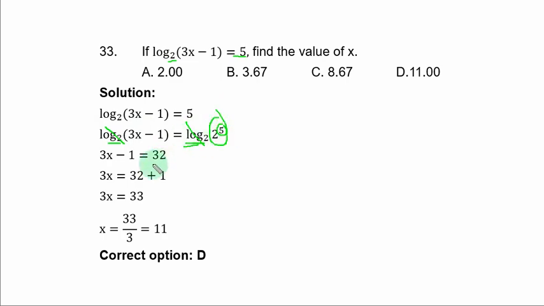and that is 32. You collect like terms and you have 3s equal to 32 plus 1. 3s equal to 33. Divide both sides by 3. s is equal to 33 over 3, and that is 11. D is the correct option.